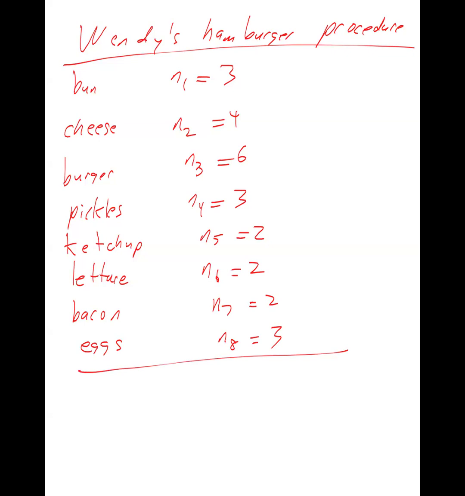Well, I'm going to do them two at a time in my head. 3 times 4 is 12. The next two, 6 times 3, would be 18. Then 2 times 2 is 4, and 2 times 3 is 6. So if I do half of it in my head and half on the calculator, it's 12 times 18 times 4 times 6, 5,184 hamburgers.